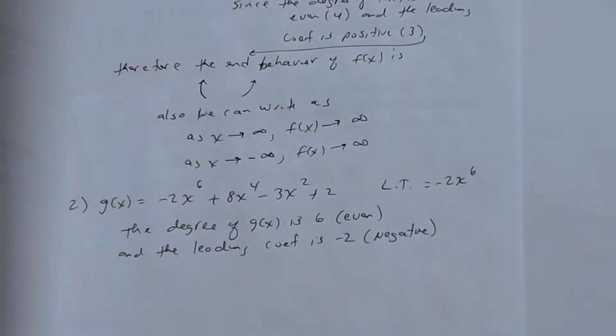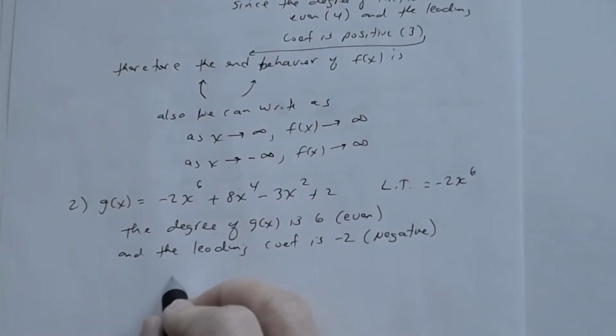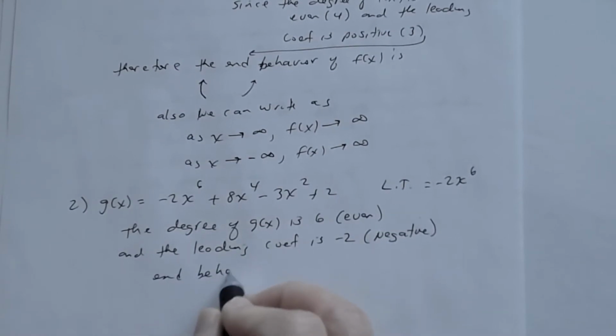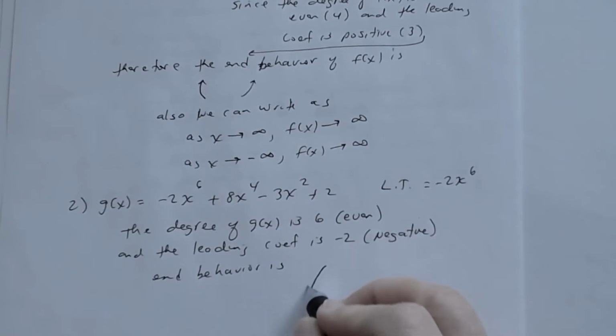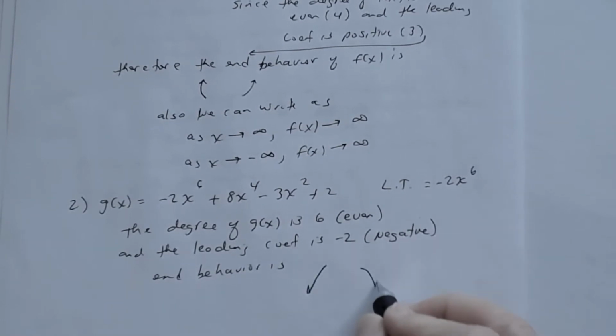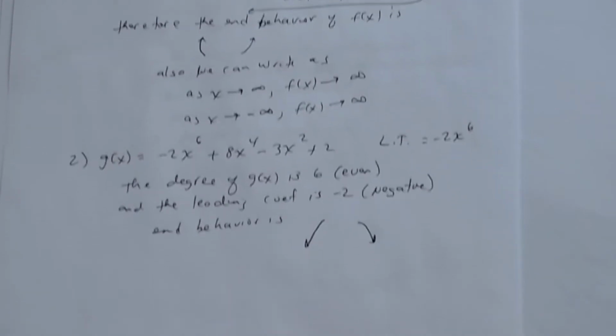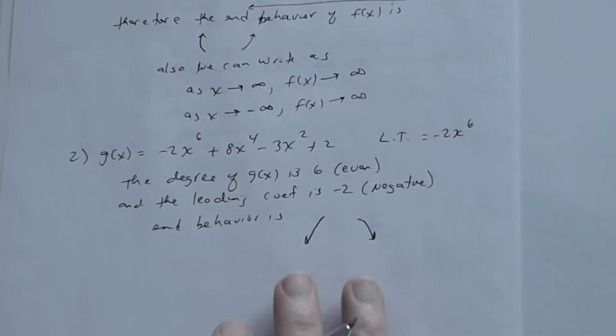So basically it's going to look like this. For the end behavior, you're going to say on the left side it's pointing down, on the right side it's pointing down. It's also important that you know how to write it both ways.